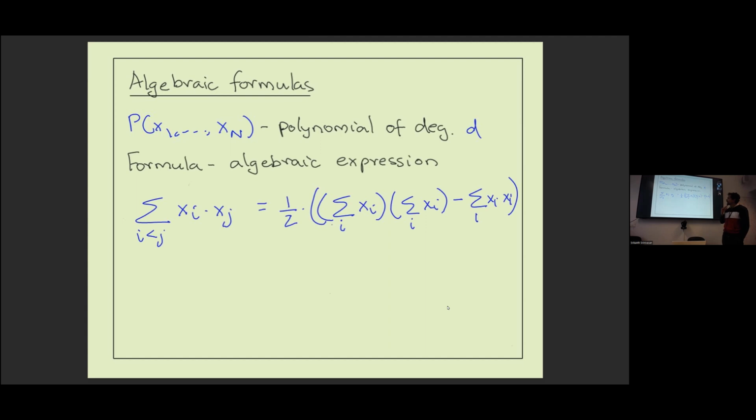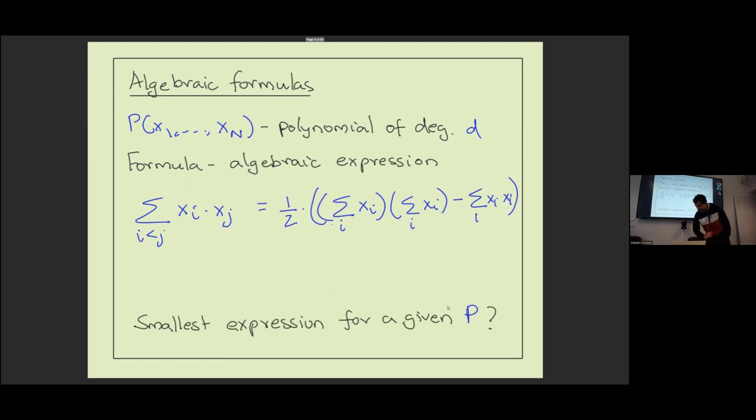And I can have multiple expressions for the same polynomial. I can write it like the expression on the left, or I can use some simple algebraic identities. If I sum all the variables and square them, that essentially gives me the polynomial I want, except for the square terms. So I subtract off the square terms and divide by 2. Two different algebraic expressions, the same polynomial.